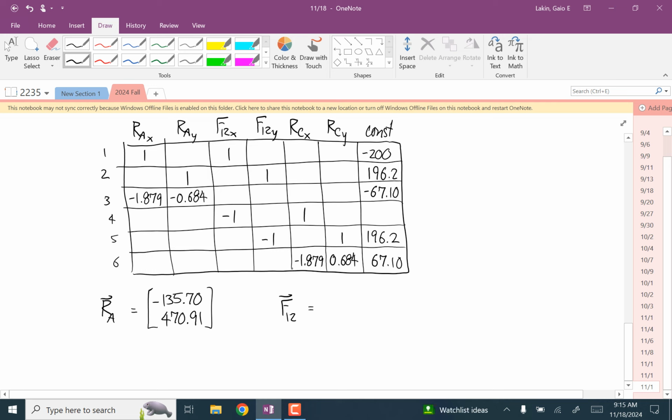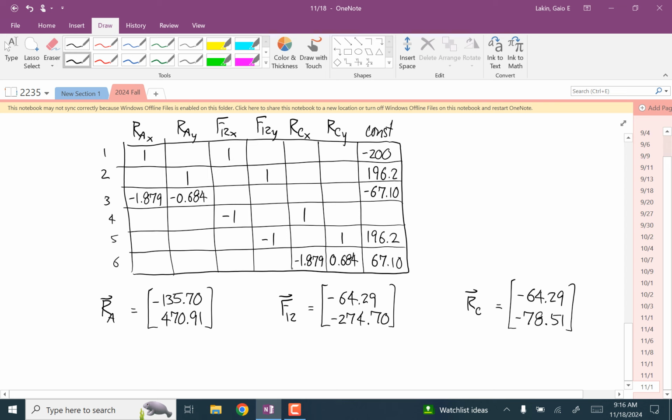F12 is negative 64.29, negative 274.70. And RC is negative 64.29, negative 78.51.